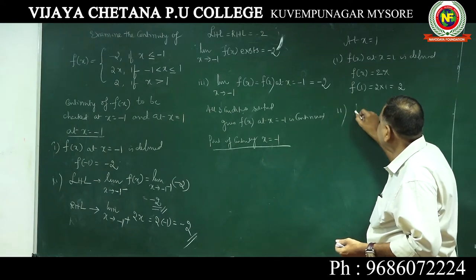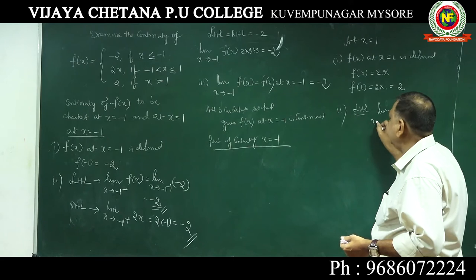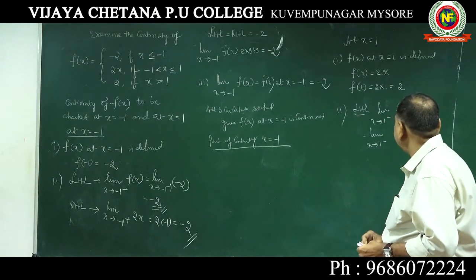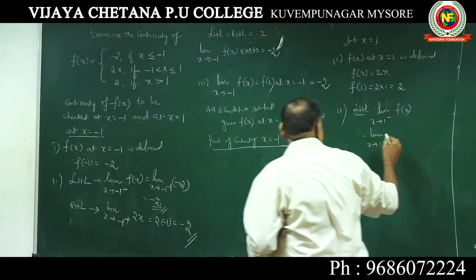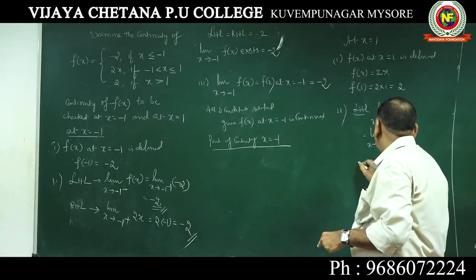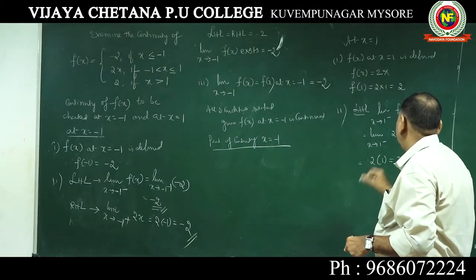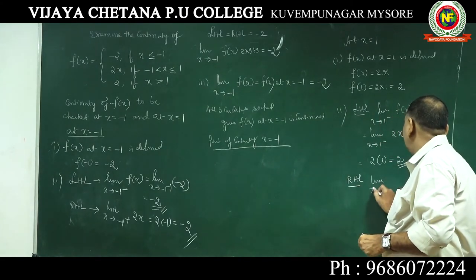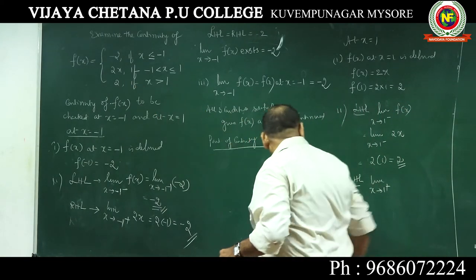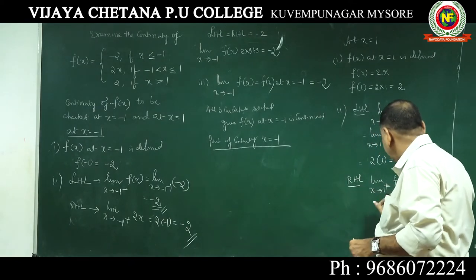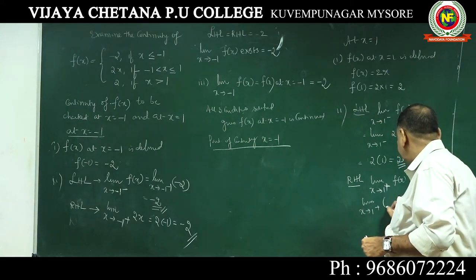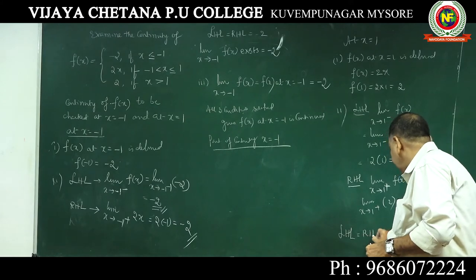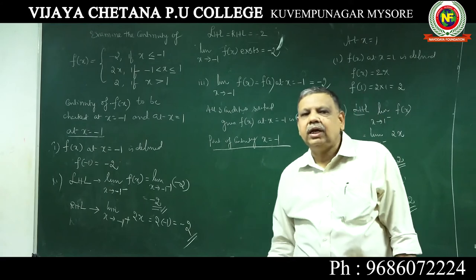Now go for LHL, the left hand limit. The left hand limit is the limit as x tends to 1 minus of f of x. That is, x less than 1, where f of x is 2x. Understood? It is 2 into 1, which is 2. The left hand limit is 2. RHL, the right hand limit: the limit as x tends to 1 plus, x greater than 1, of f of x, is also 2. Therefore, LHL is equal to RHL is equal to 2. Left hand limit and right hand limit are both the same.